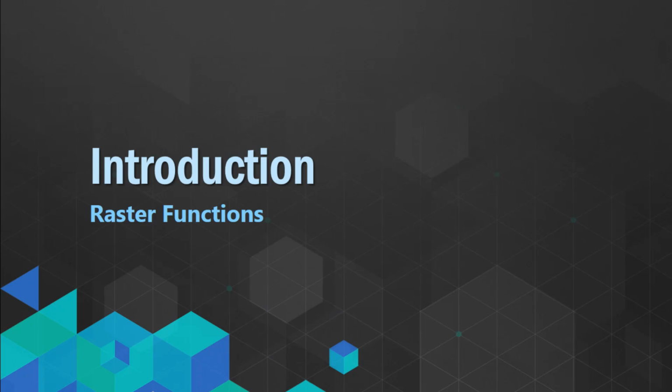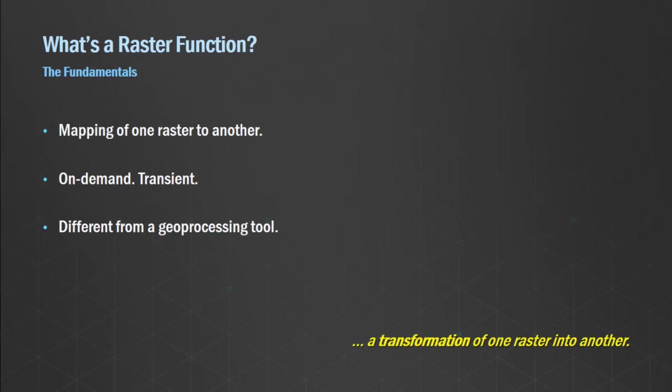So, raster function. What is a raster function? A raster function is a mapping of one raster to another. So what that means is we're not actually generating an output like you typically would see with a geoprocessing tool. We're not taking an input, processing, and outputting a TIFF. We're actually doing this on the fly or in memory. So because of that, it can be really fast. We're only really processing the pixels that people are looking at in their area of interest. So it's on demand, it's very transient, and very fast.